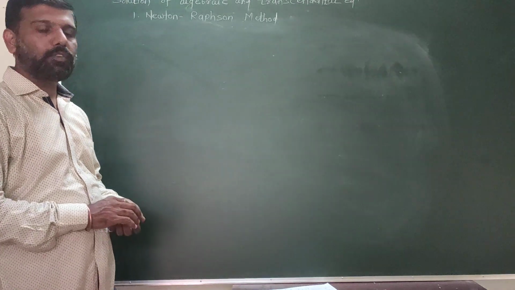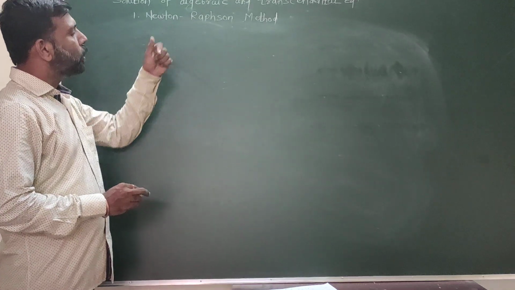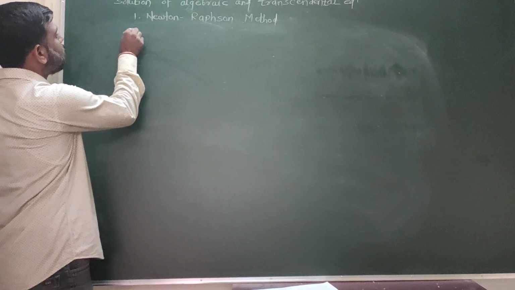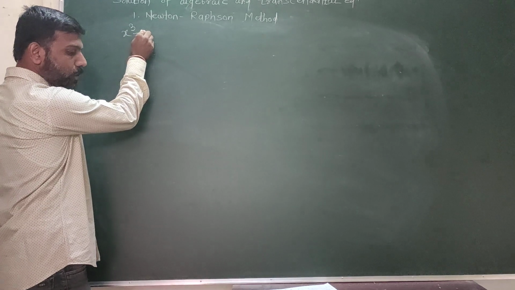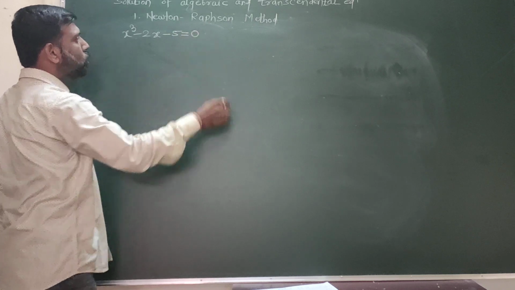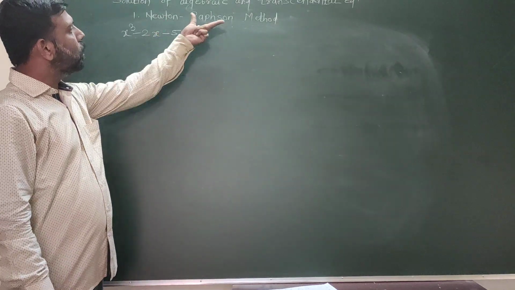Let us start the discussion of another example for the Newton-Raphson method. Now consider the polynomial x cube minus 2x minus 5 is equal to 0. We will discuss the root of this polynomial by using the Newton-Raphson method.